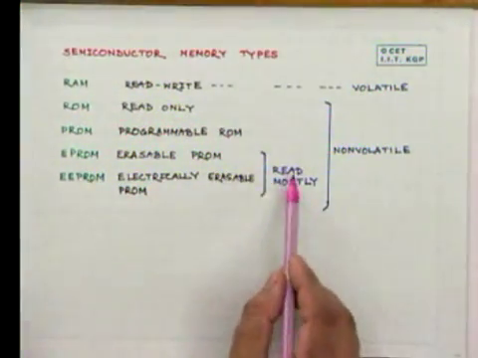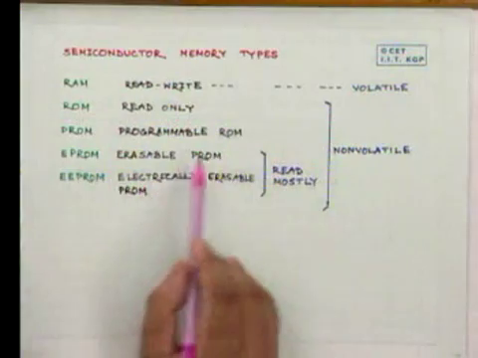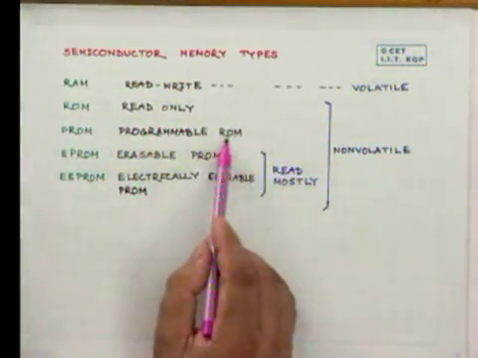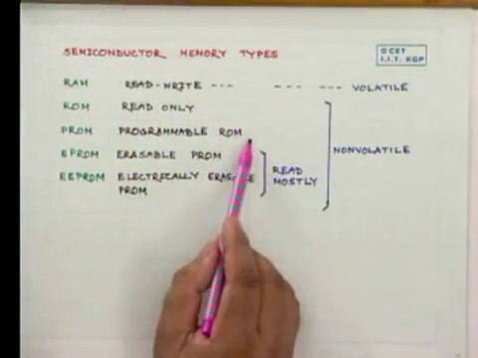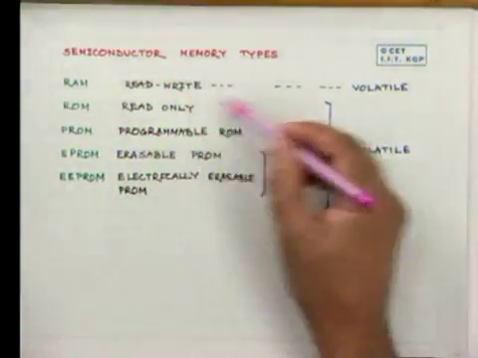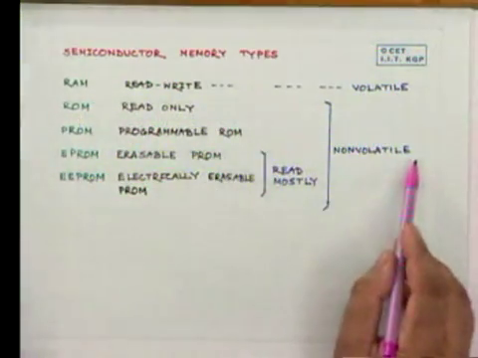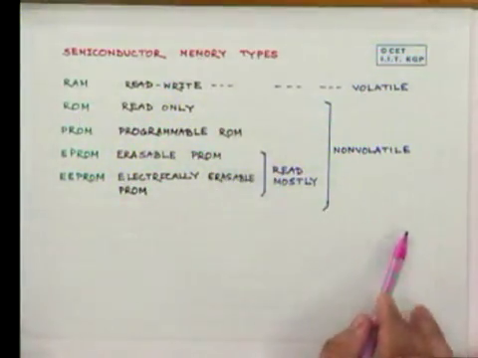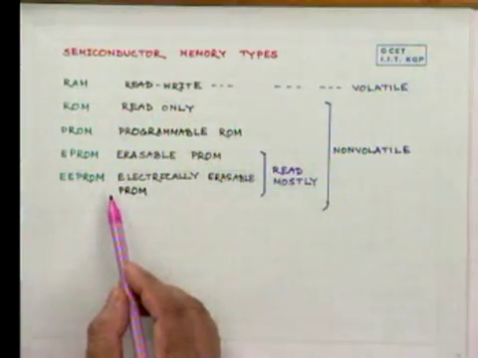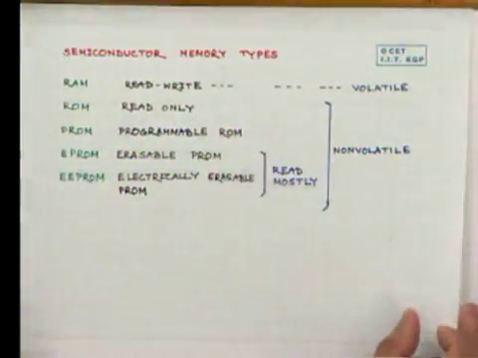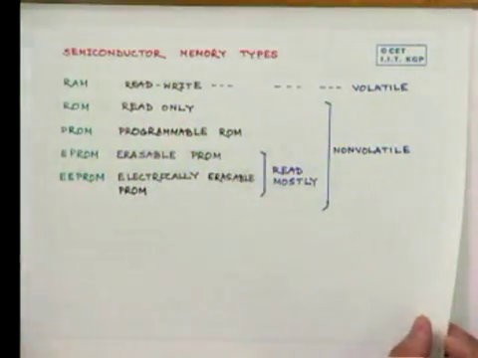This we can call read mostly. This is program once and then read afterwards. Now, all from ROM to EEPROM are non-volatile, which means if the power goes off, the content remains. That is why it's called non-volatile. So far, these are the semiconductor memories.